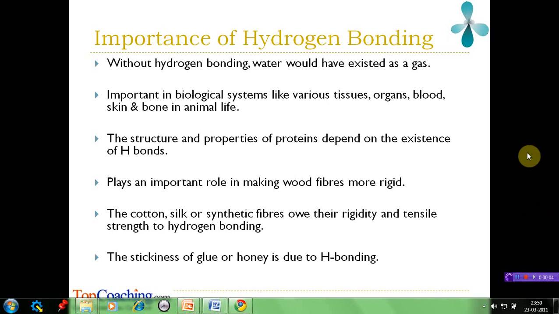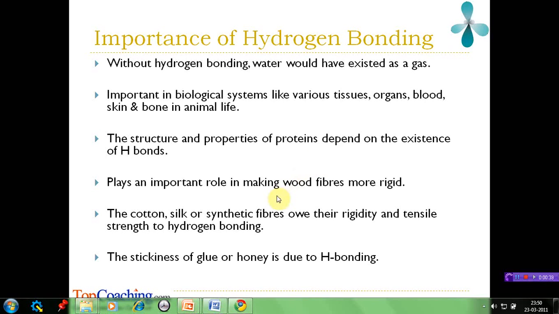Now let's have a look at some of the reasons why hydrogen bonding is considered important. First of all, without hydrogen bonding, water would have existed as a gas like hydrogen sulfide, and no life would have been possible on this planet, that is Earth. Second, hydrogen bonds are important in biological systems. They exist in various tissues, organs, blood, skin, and bone in animal life.